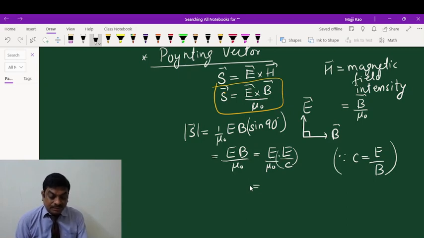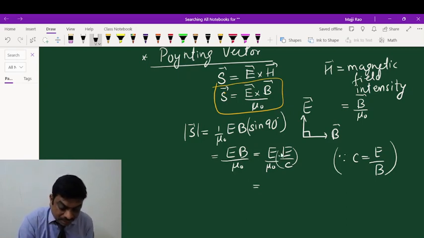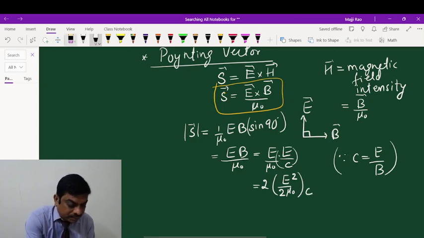Okay, students? But this can be written as twice of E square by 2 mu naught C. I'll do one thing, sorry students. I'll express in terms of B. Of course, you'll get the same result. It's not a problem. But since mu is already there, so better to have this.